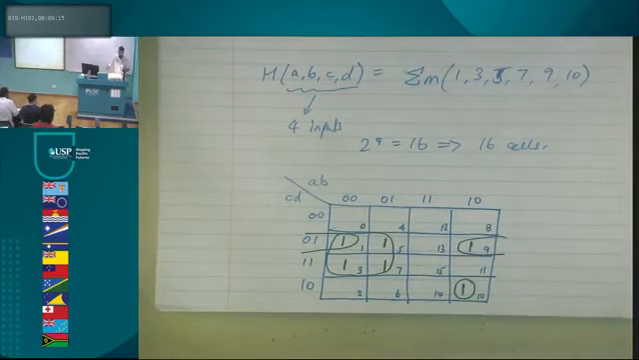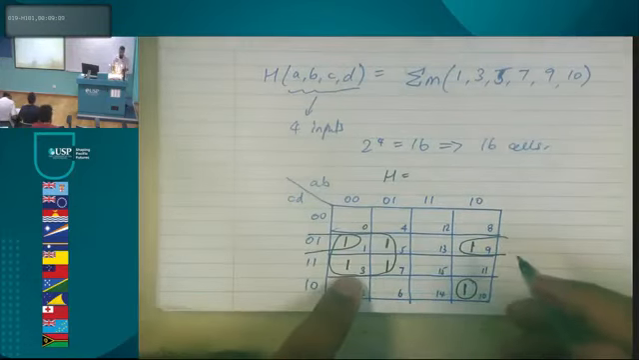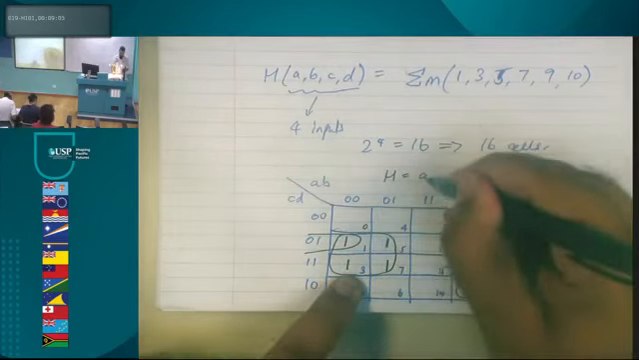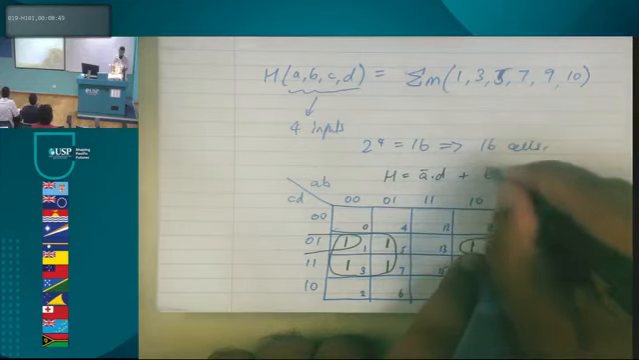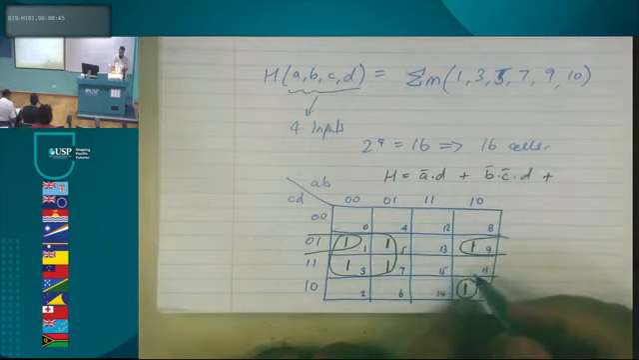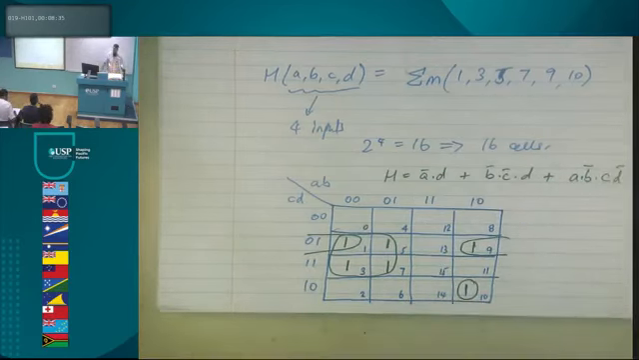At the end of the day, our, what is this, H, right? H will equal, let's consider this large group of four, A bar and D. What will this one link up to? That is B bar, C bar, and D. What does this guy link up to? There'll be A, B bar, C, D bar. That's our final answer. That's our minimum sum of products for that.